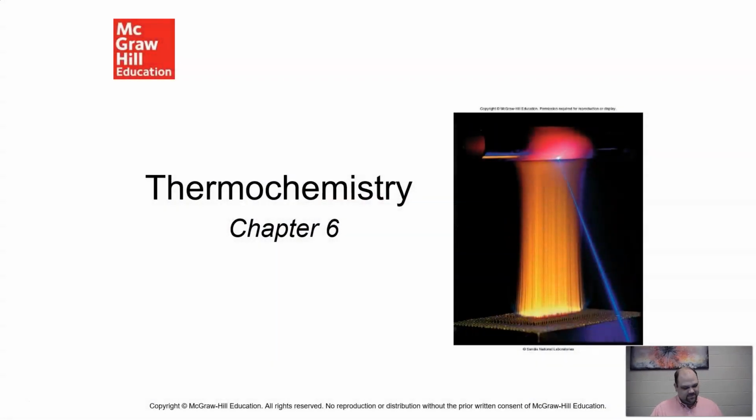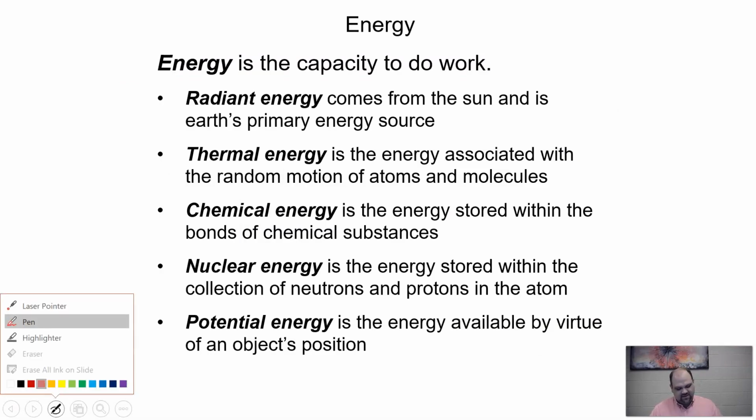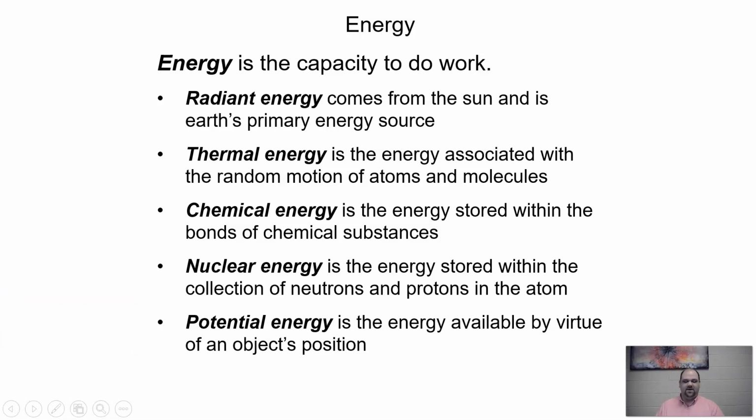So first off, let's talk about energy and how energy applies to chemical reactions. First, there are lots of different types of energy. We have radiant energy, which for us is solar energy coming from the sun. Radiant energy can be from any light source, but we generally think about it as being solar energy. Thermal energy is associated with the random motion of all atoms and all molecules that are moving about randomly. That's thermal motion, thermal energy.